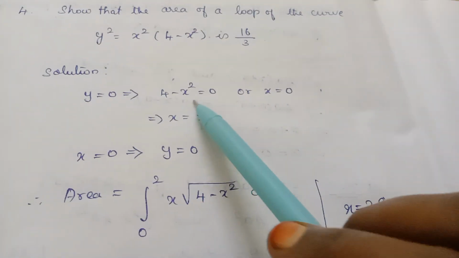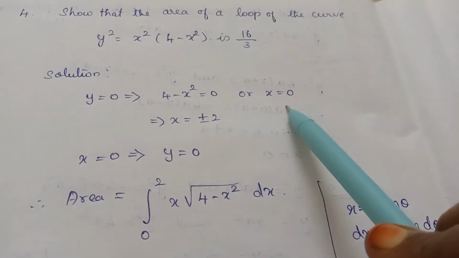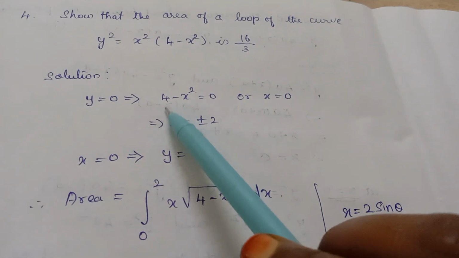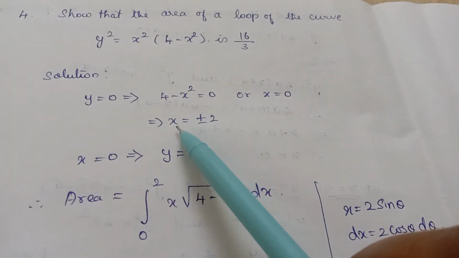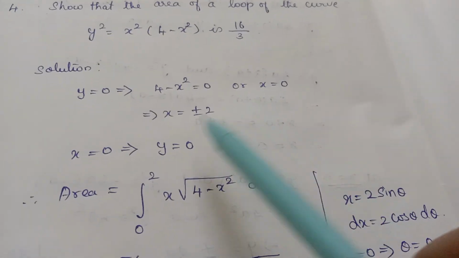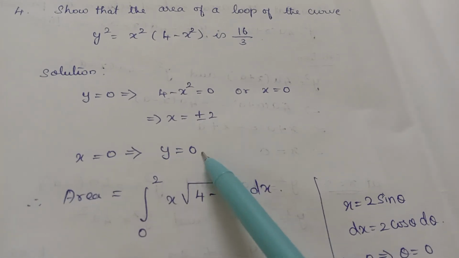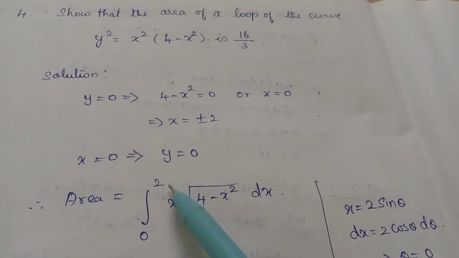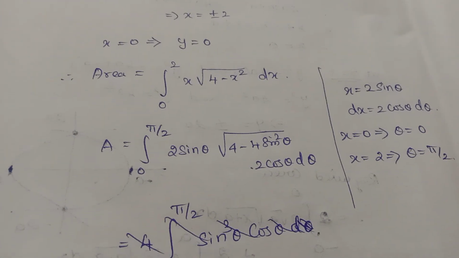What will you get? 4 minus x square equal to 0, or simply x equal to 0. When you equate 4 minus x square equal to 0, you are getting x equal to plus or minus 2. That means x equal to 2 is the limit. So if x is equal to 0 implies y equal to 0. So the limits are from 0 to 2. Just you integrate y dx, x into root of 4 minus x square dx.